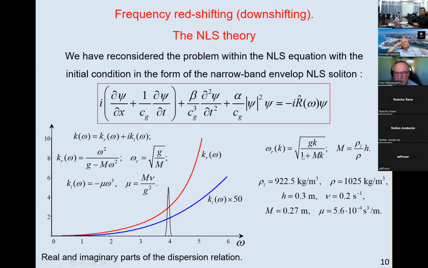This equation can be presented in terms of the dependence of wave number as a function of omega, which is given by this equation. And here, in this case, we have some critical value of a frequency. This critical value can be easily obtained from the denominator of this equation. And in this plot, we present the real part of the dispersion relation by the red line, and the imaginary part multiplied by a factor of 50 to make it comparable with the real part.